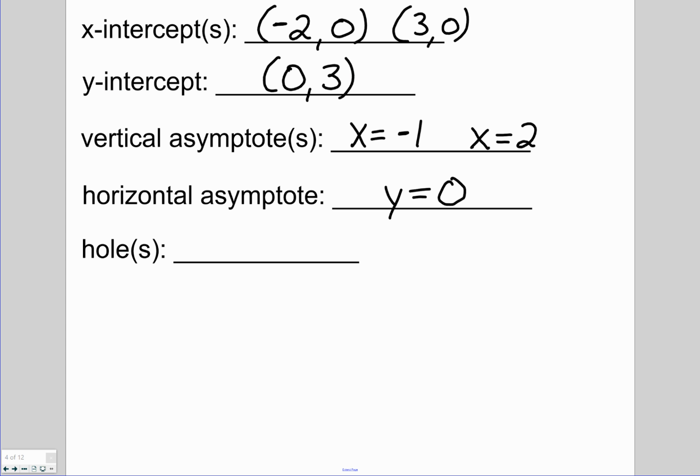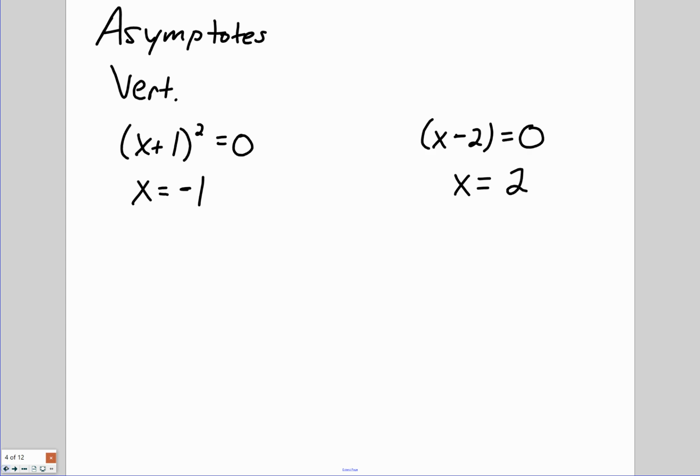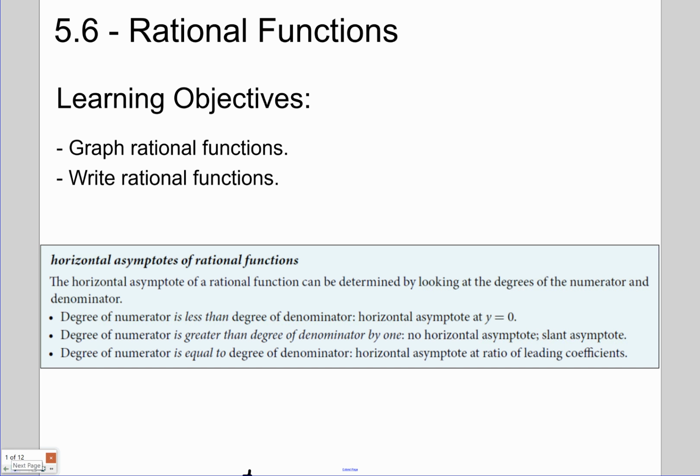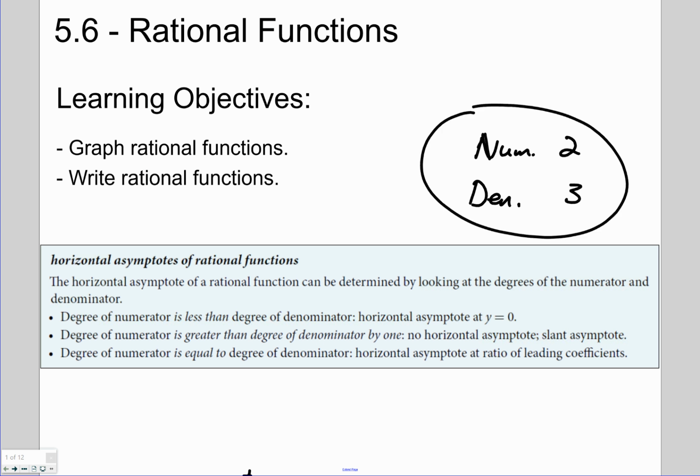Now, does anyone remember how to find holes? Say it again, Heidi. Y equals 0. If you go to the very first slide, it says the horizontal asymptote of a rational function can be determined by looking at the degrees of the numerator and denominator. We found that the numerator had a degree of 2 and the denominator a degree of 3. If you try to match it up with one of these 3, you'll see the only one that's true is the first one. The degree of the numerator is less than the degree of the denominator, because 2 is less than 3. So we write y equals 0 for our horizontal asymptote.